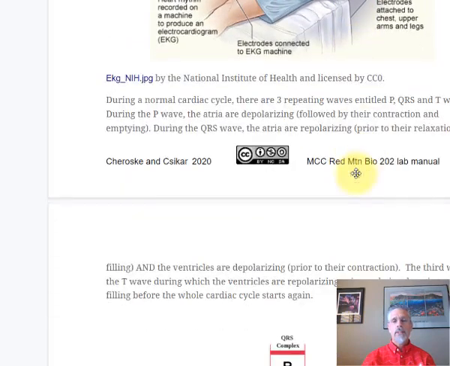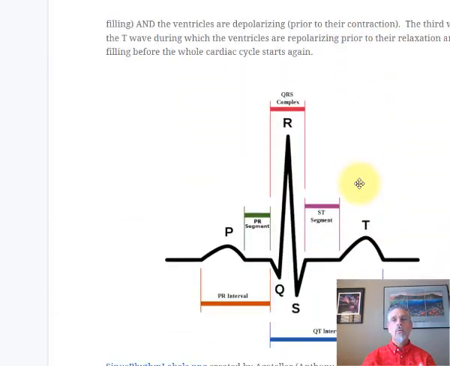So what we're going to be doing is assessing what's going on with those three waves. And these are the three waves that we see. So what we have here is a P wave, a Q, R, S wave complex, and a T wave. And each one represents activity in the heart.